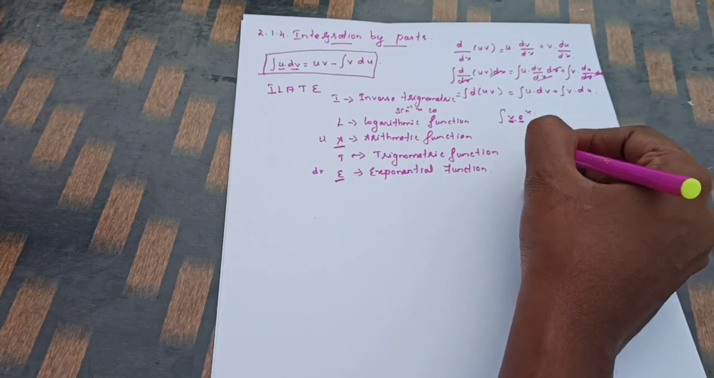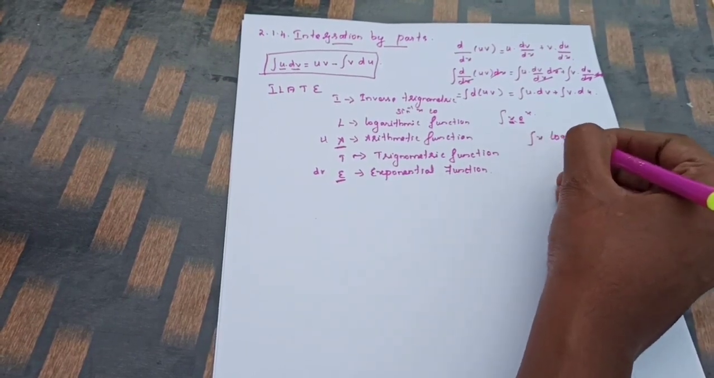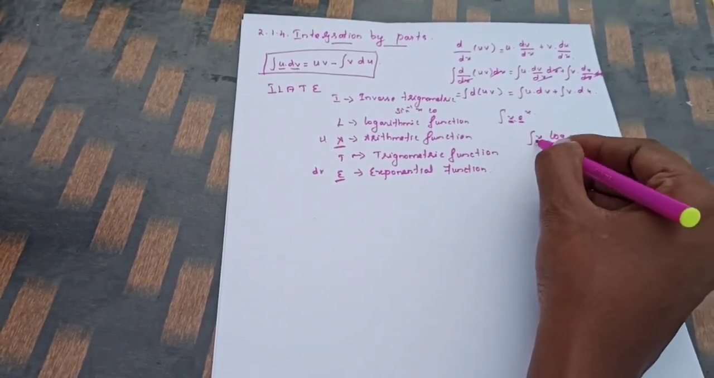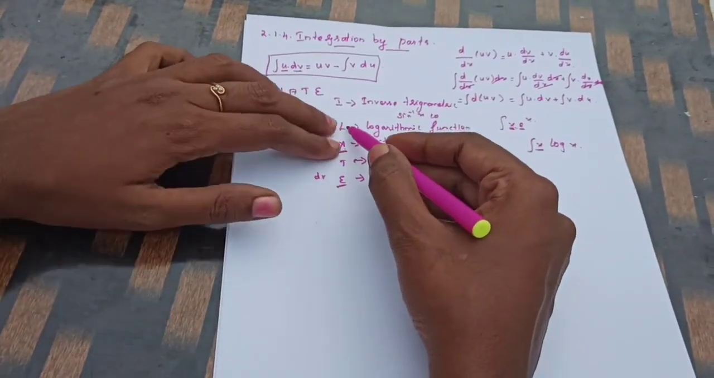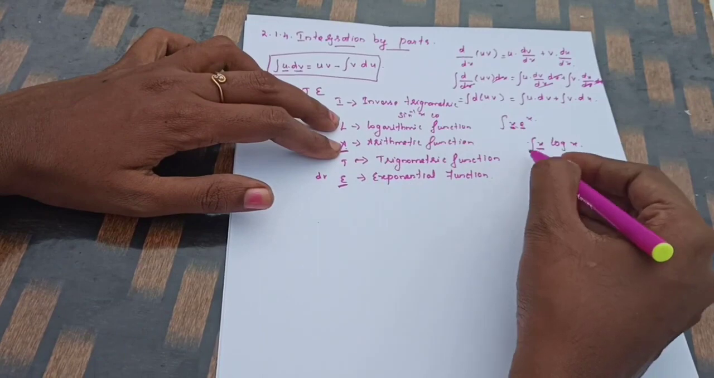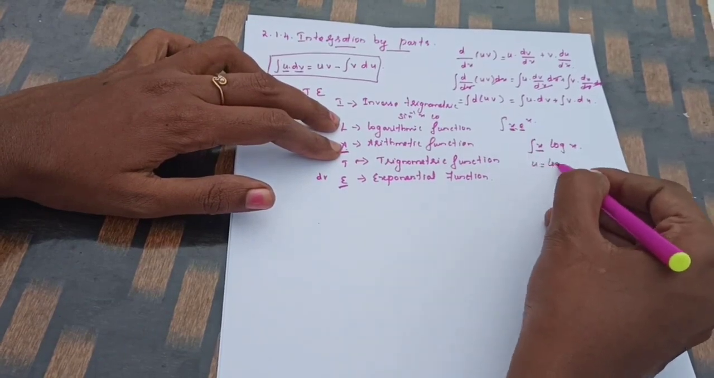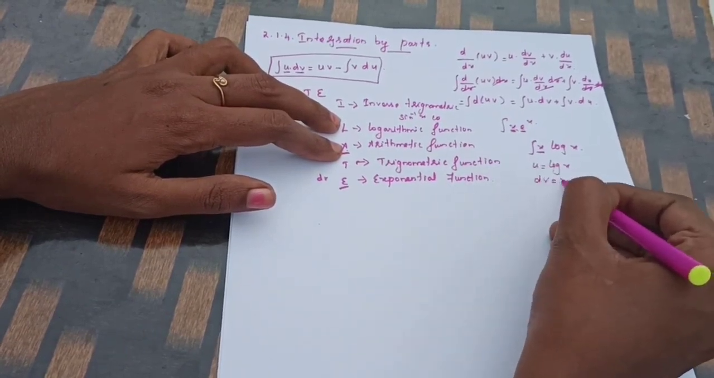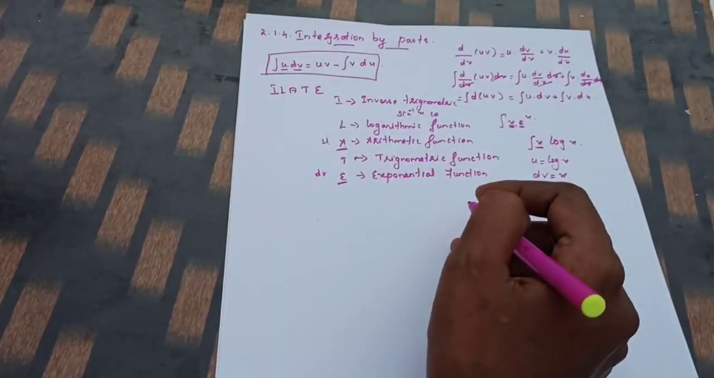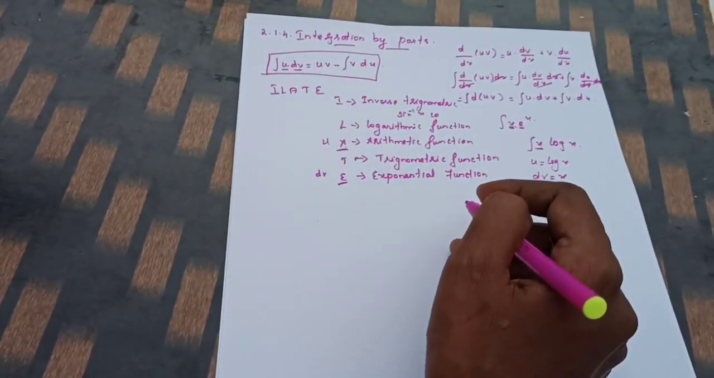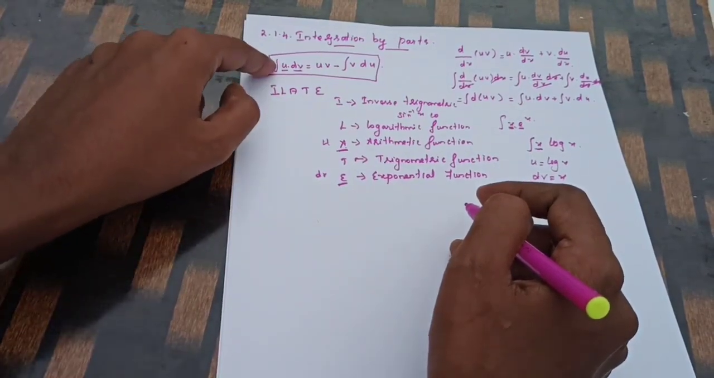Maybe anything we can take. So let us take x log x. Okay, I am giving one example. So here x is the arithmetic function, and the logarithmic function comes before that in the order. So what's the u value? u is log x, dv is x. Okay, using this ILATE order, you need to choose u and dv. Have you got it? Now you got the idea. This is the formula we will use.